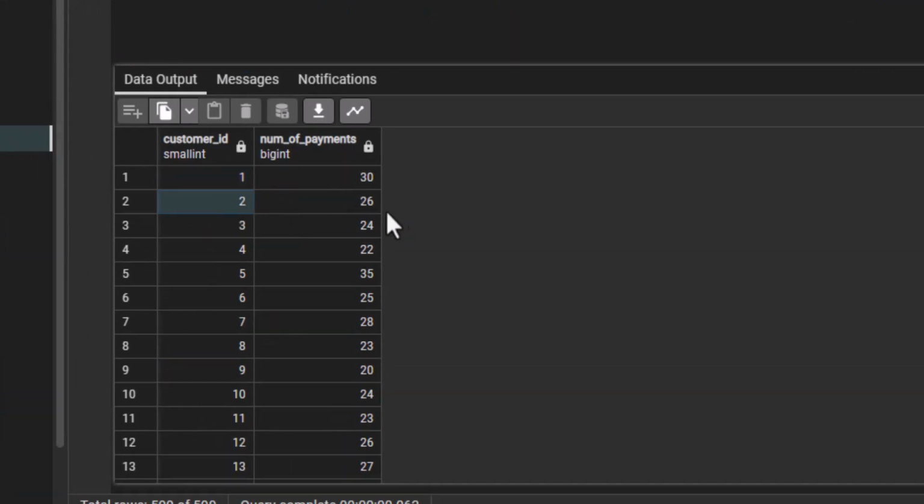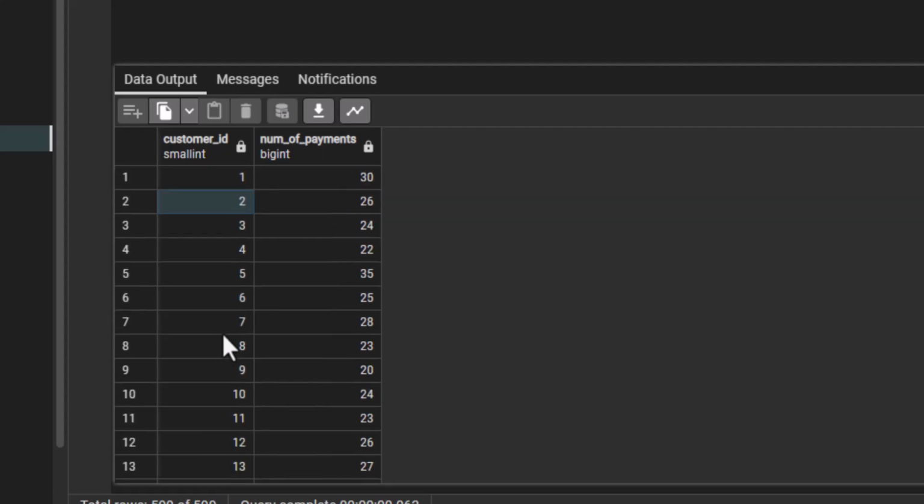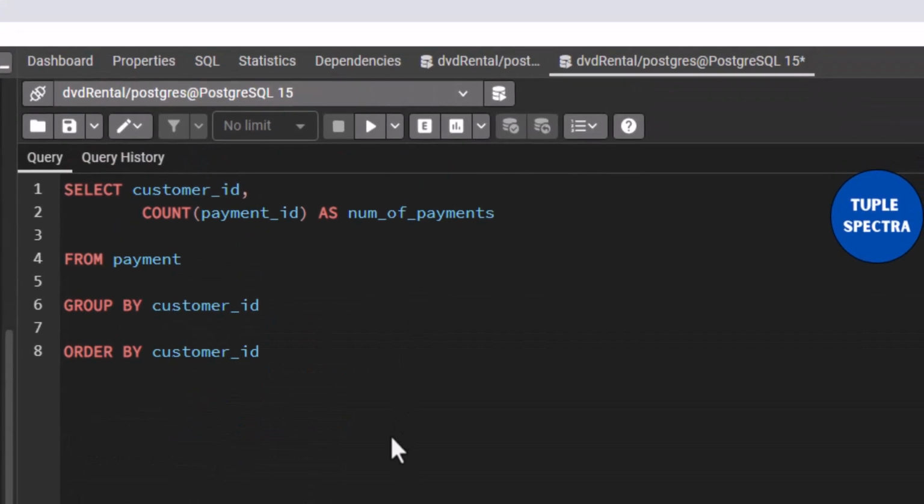Customer ID 2 made 26 payments. Customer ID 3 made 24 payments. You can see now, guys, that we have been able to group this table, our payment table, into a situation whereby it is grouped or segmented by customer ID. Do you get that right now?